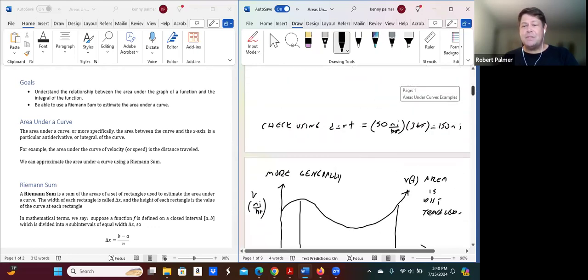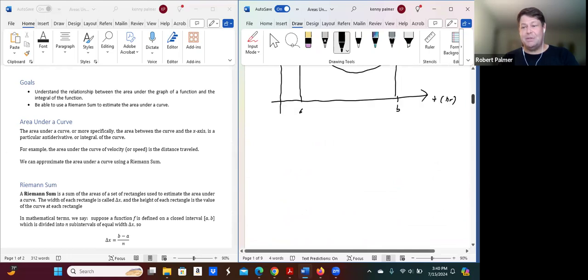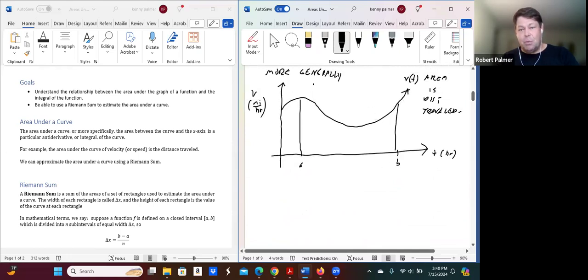Well, one thing we can do is kind of a similar thing we did here. This was a lot easier since it was just a straight line, a constant function. We added up these 3 rectangles. We can do a similar thing and make rectangles here to estimate this. So what we're going to do is make rectangles. Let's divide this up into parts.